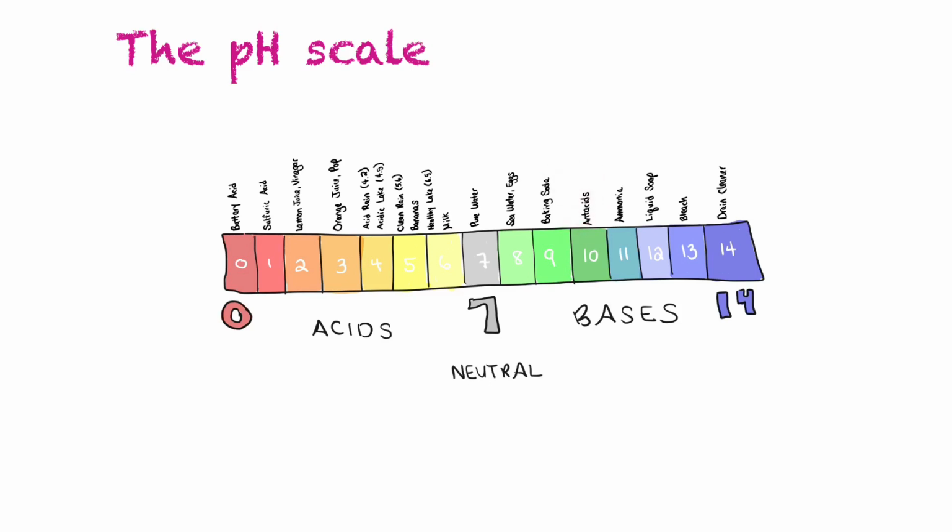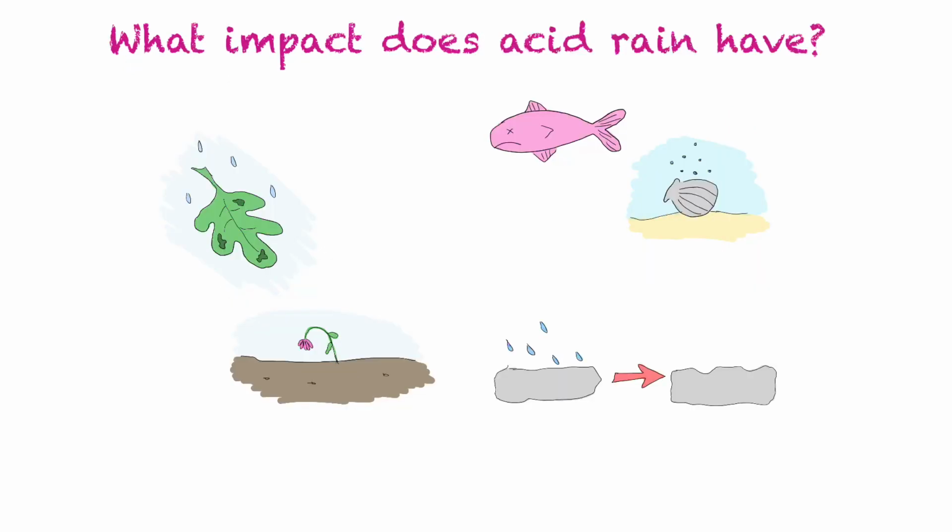Antacids, the things you would take if your stomach has acid in it and you're having heartburn, have a pH of 10. Ammonia is 11. Liquid soap is 12. Bleach is 13, so we're getting pretty corrosive now. You don't want to get bleach on your skin because it can cause irritation. And then finally, drain cleaner has a pH of 14, and that's very basic and very corrosive.